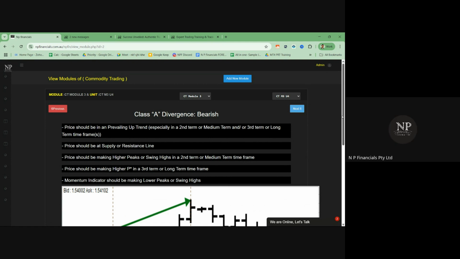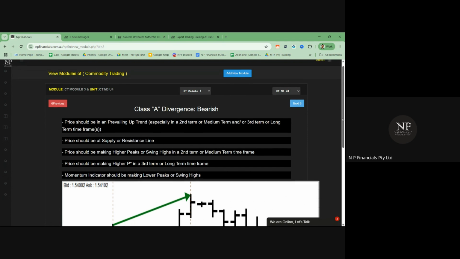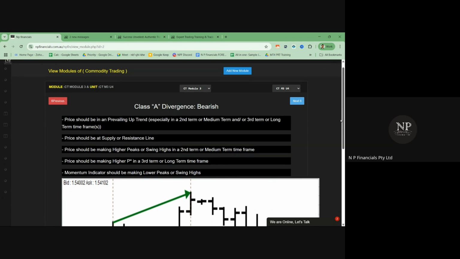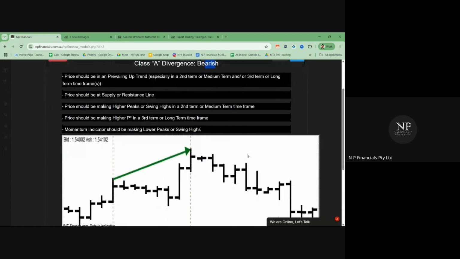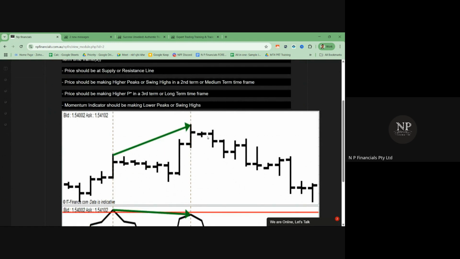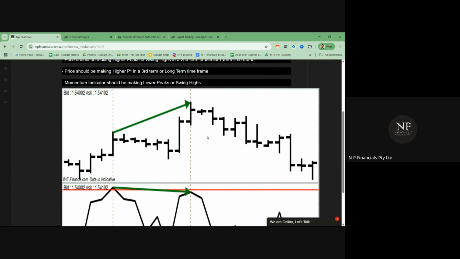So we have Class A divergence bearish, and the price should be in a prevailing uptrend. We know that from our previous module and the definition of medium term and long term, what is uptrend, what is downtrend. So price should be at a supply or resistance line. That is very important. This is the first context. Second term and third term uptrend. Second context is resistance line, because we are going bearish. Price should be making higher peaks or swing highs in the second term or medium term time frame. Price should be making higher P star if possible in the third term. And our proprietary momentum indicator should be making lower peaks.